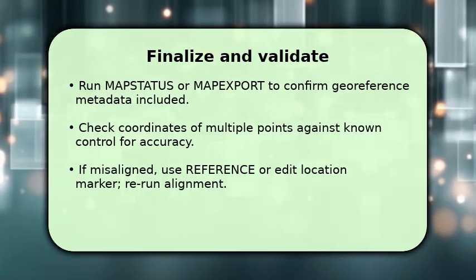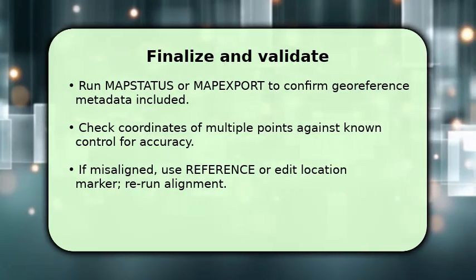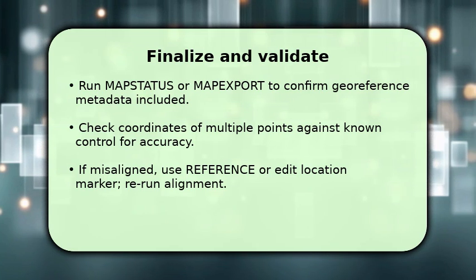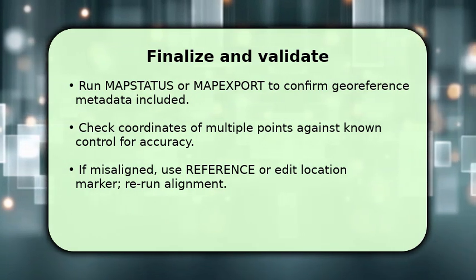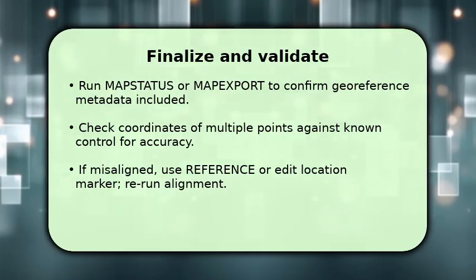Small errors indicate rotation or scale issues. If things are off, edit the location marker or repeat align with corrected control points. One troubleshooting tip: if the map tiles don't match, toggle the coordinate system and recheck your control point.